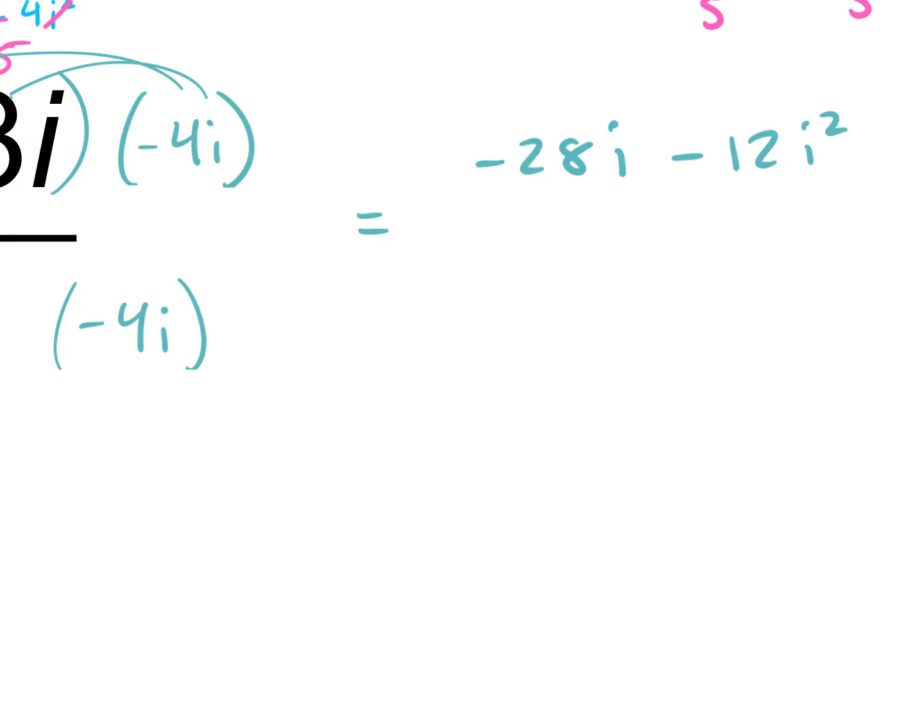What does i squared change to? Negative 1, which makes it what? Positive 12. Could I leave the answer as negative 28i plus 12 up top? Why not? Why could we not put the i first? Because it's imaginary. The real part has to go first. So 12 minus 28i. That's what we got up top.